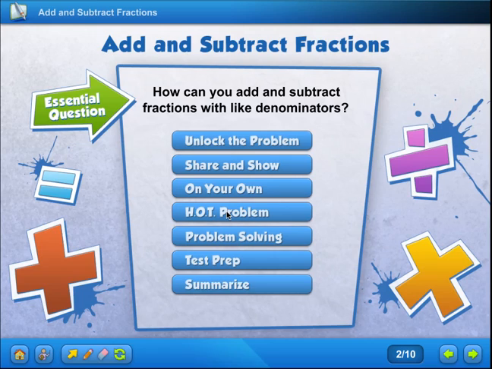Remember the saying, if the bottoms are the same, add the tops. If the bottoms are the same, subtract the tops. All right, let's get started.